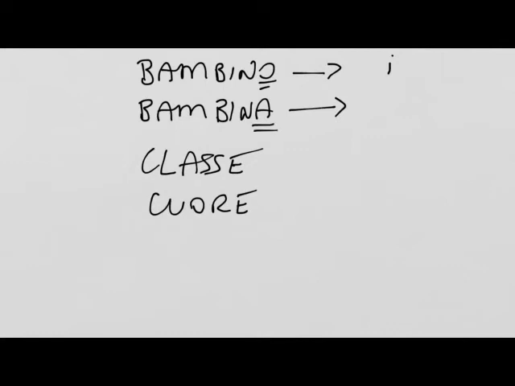The plural of A is E. Bambine. Bambine means girls. What about the plural of the letter E? It is I. Classi, cuori. So O, plural I; A, plural E; E, plural I. Obviously I'm using the Italian spelling, the word of the spelling. Very good.